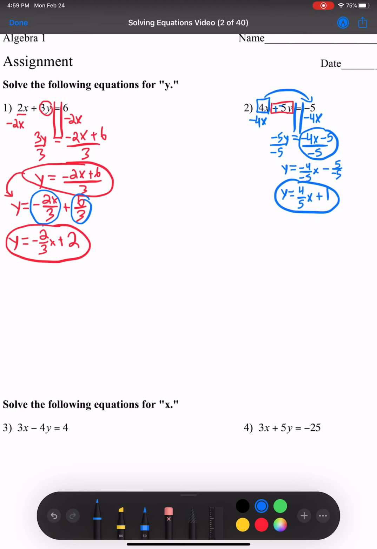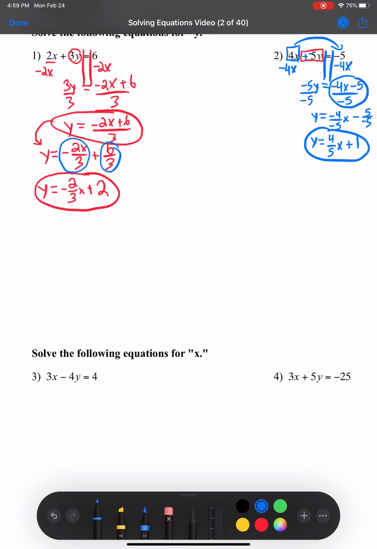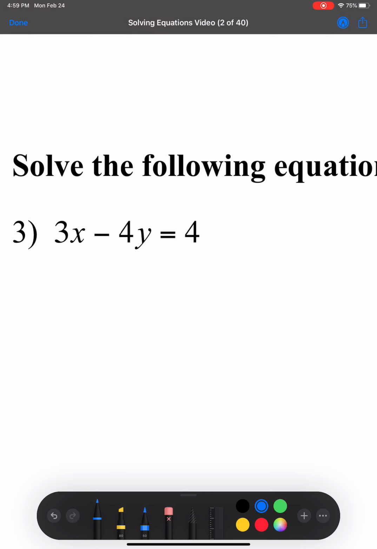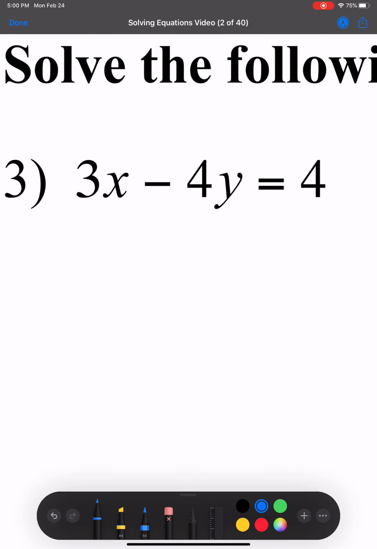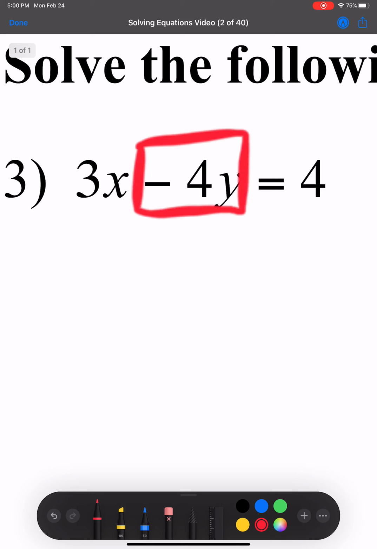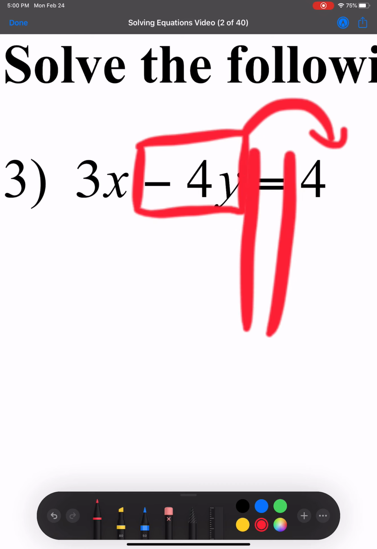So we looked at the first two and we solved for y, and I said we can solve for any term or any variable we want. Okay, so the first two we solved for y. Now we're going to go down here and do the same thing, but this time we're going to solve for x, which means I need to take this and ship it to this side. So we do that by adding 4y and adding 4y, okay?